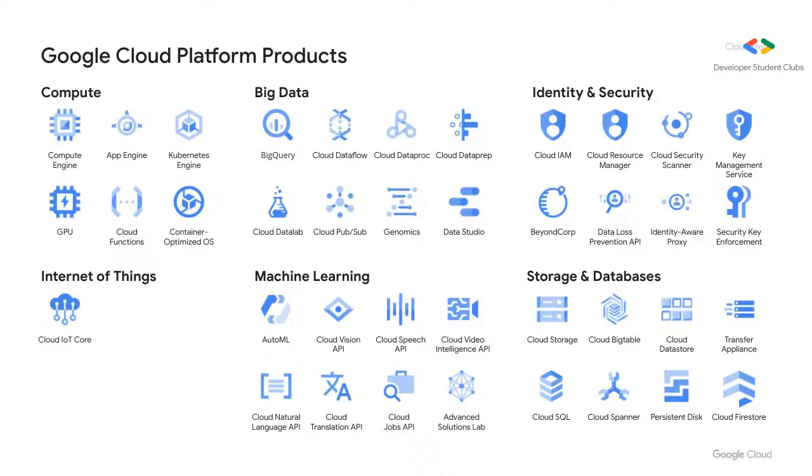Here is just a small sample of GCP products. We have dozens and dozens of them. Our products are broken up into categories like compute, big data, machine learning, and storage and databases.